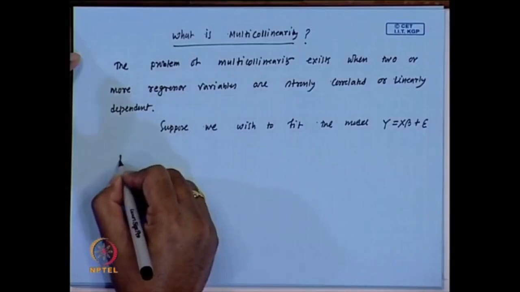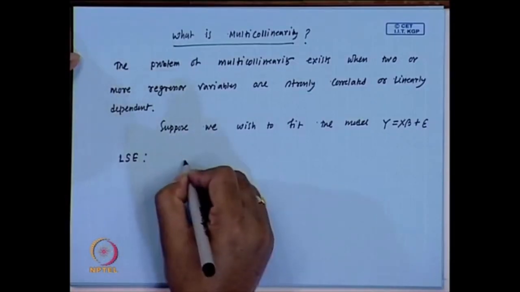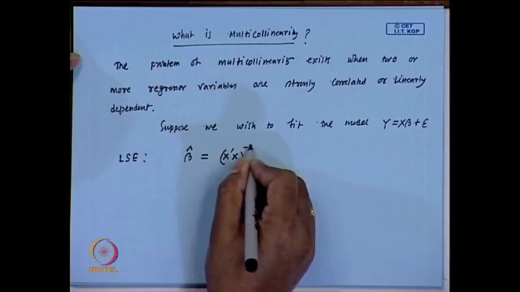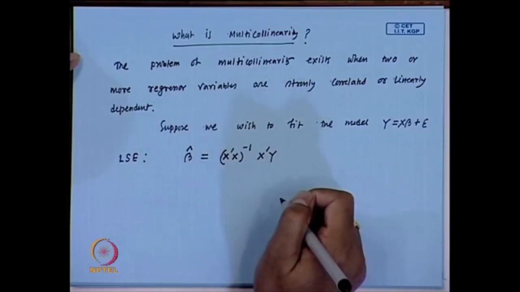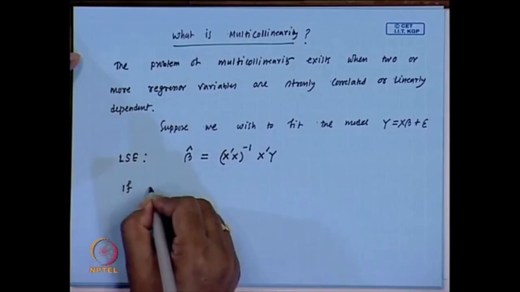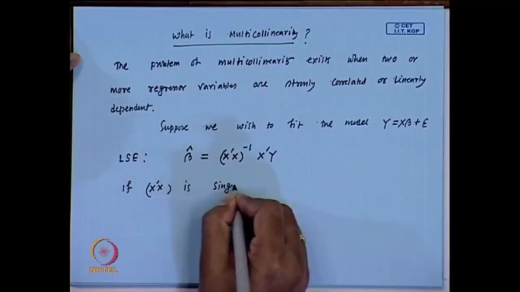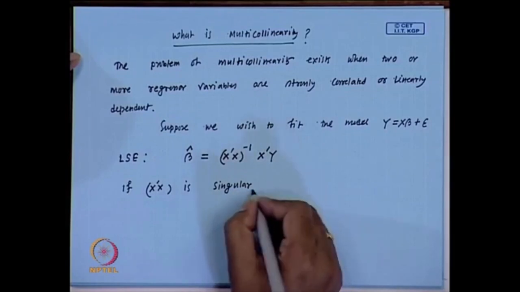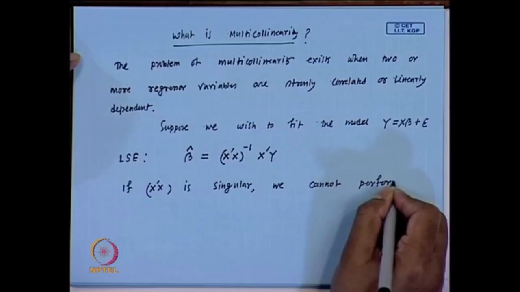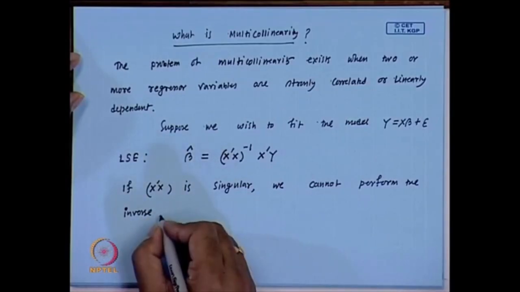Okay. So, we know that the least square estimate of beta is beta hat equal to X prime X inverse X prime y. Okay. So, now if X prime X is singular, then we can't perform the inverse, X prime X inverse. Okay.